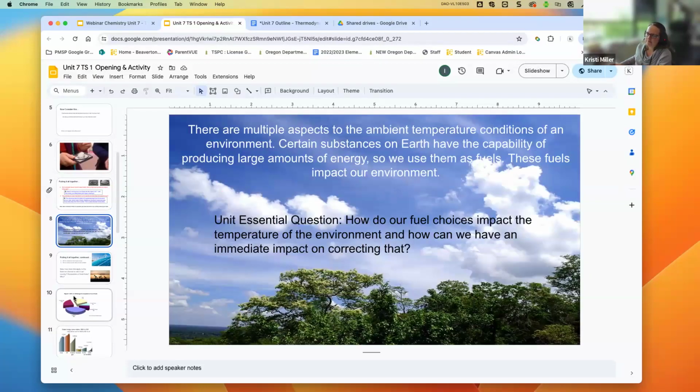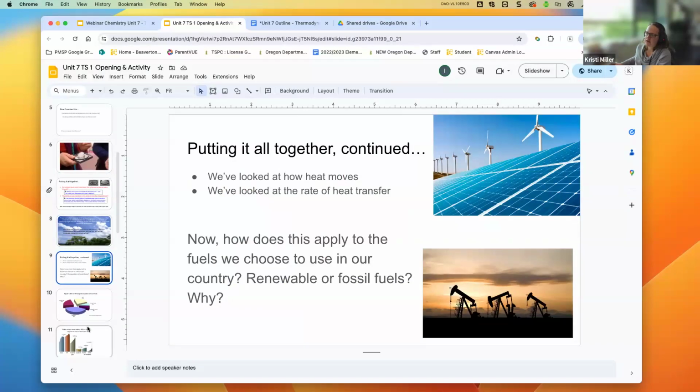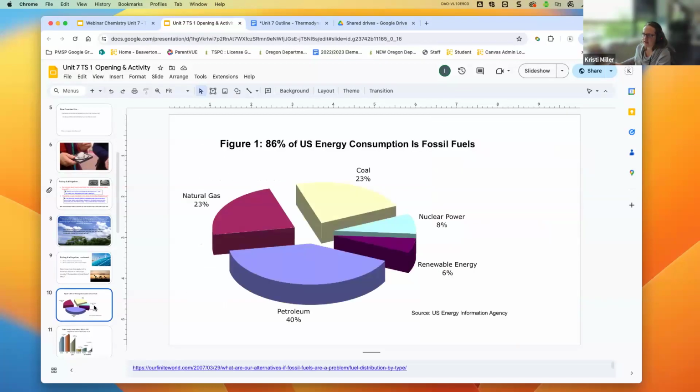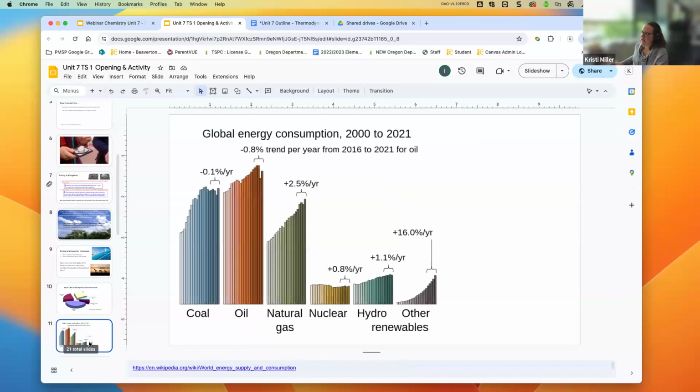And then we move on and we introduce the unit question. We start thinking about, okay, we looked at how heat moves. We looked at the rate of heat transfer. Awesome. How does that connect with fuels? Because then we start talking about what kind of fuel we use. This one happens to be for the US. What kind of fuel are we using in the US?